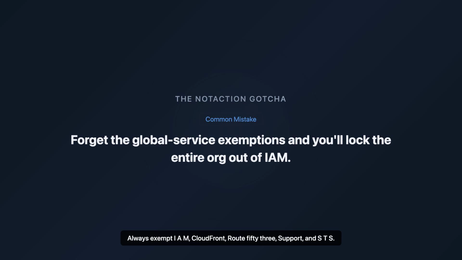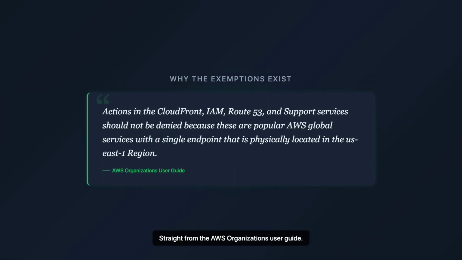Always exempt IAM, CloudFront, Route 53 support, and STS. Straight from the Amazon Web Services organization's user guide. These services are global, but their API endpoints physically sit in US-1. If your SCP denies everything outside the EU, you're denying calls to those endpoints too, which means IAM stops working for the entire organization. The not action exemptions aren't a stylistic choice, they're the difference between a working sovereignty policy and a self-inflicted outage.